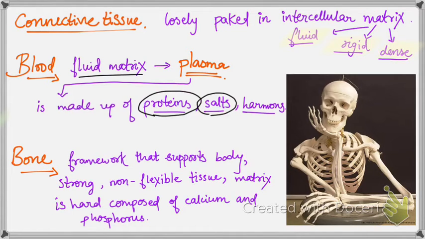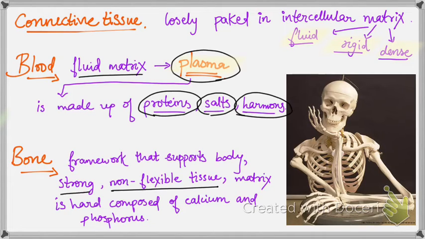Bone. Now bone is a framework that supports our body. Without bones, our body might not have stayed erect. So it's a very strong and non-flexible tissue. It has a hard matrix composed of calcium and phosphorus.